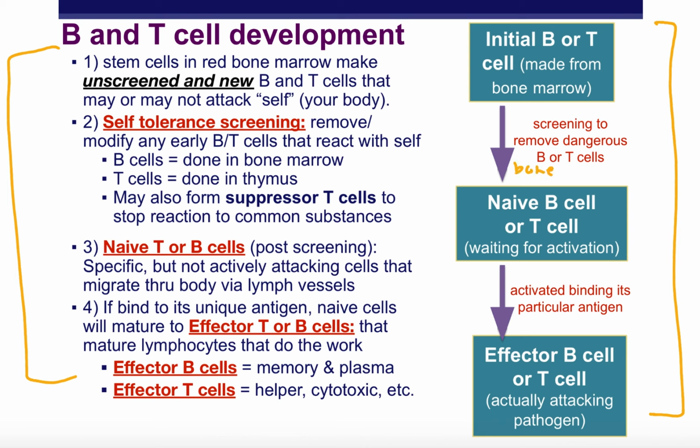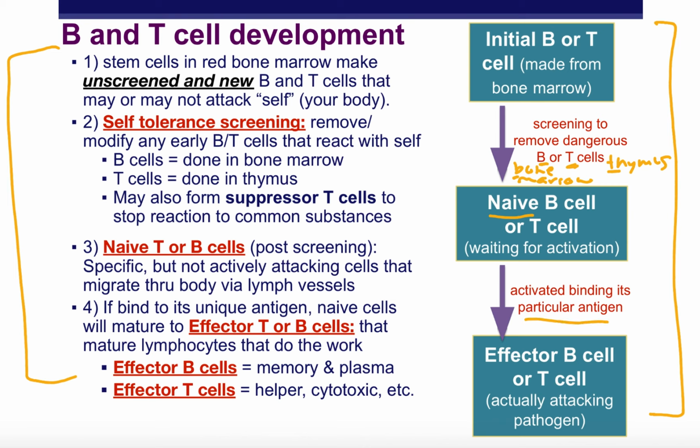Bs will be screened in the bone marrow. T will be screened in the thymus. T for thymus, okay? B for bone marrow. Hopefully that helps you know where it's developing and maturing. Once it's matured, we still call them naive because they're not actively attacking a disease, but they're going to be allowed to leave and start patrolling your body.